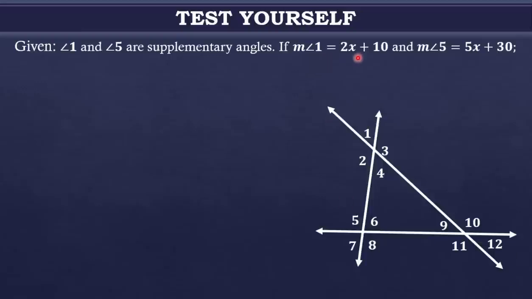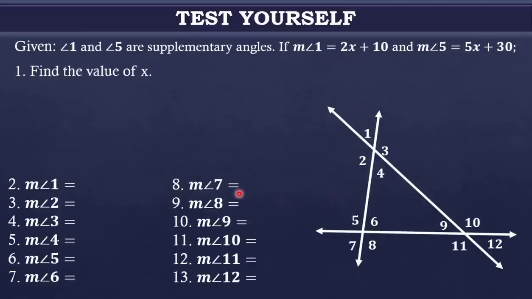Okay, so yung measure ni angle 1 is 2x plus 10. Si measure ni angle 5 is 5x plus 30. So, ito po ang hahanapin natin. Okay, so first, find the value of x and then proceed kayo doon sa finding the measure of all the angles. Okay, so you may pause the video para mag-try tayong mag-solve.